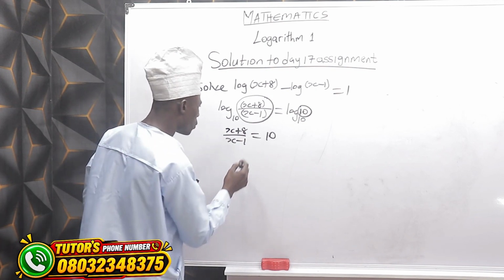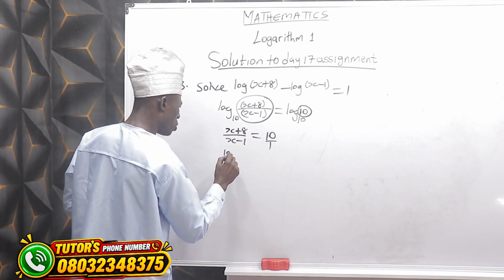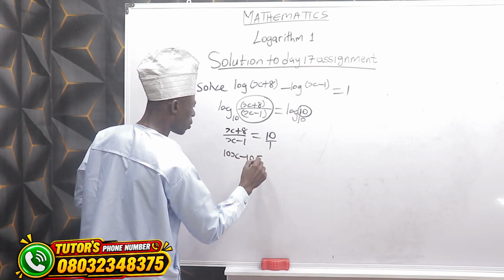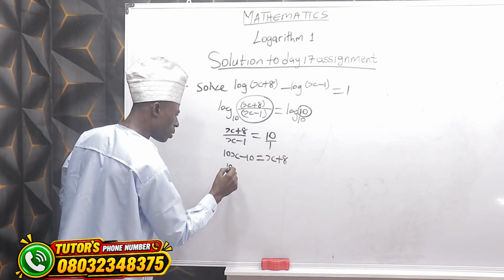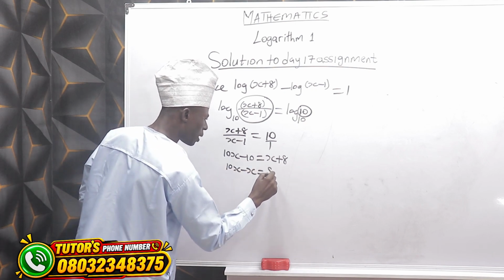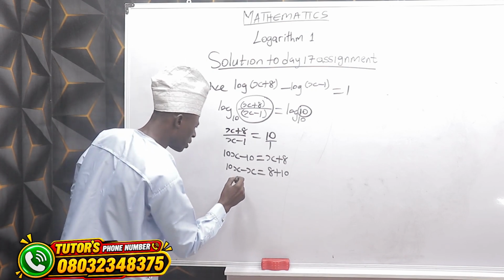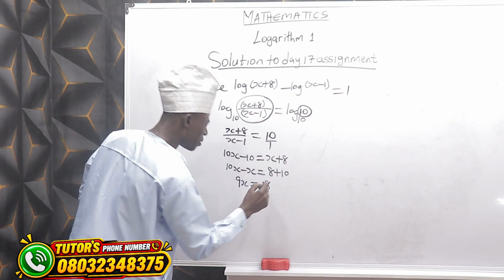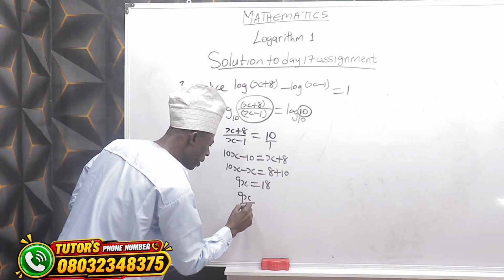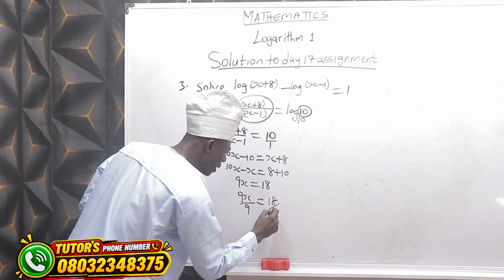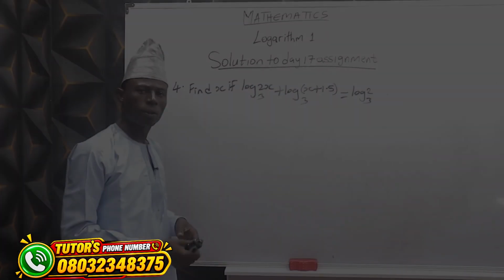Do you understand? So 10 over 1 is the same thing as 10. Cross multiply, you have 10x minus 10 equals x plus 8. Collecting the like terms, you have 10x minus x equals 8 plus 10. I want to believe you understand what I'm doing. So this is 9x equals 18. Dividing both sides by 9, we have 9x divided by 9 equals 18 divided by 9. And finally, x is equal to 2. And that's the end of that.